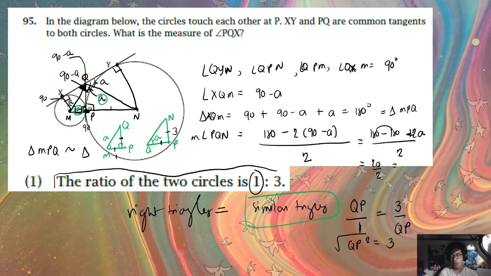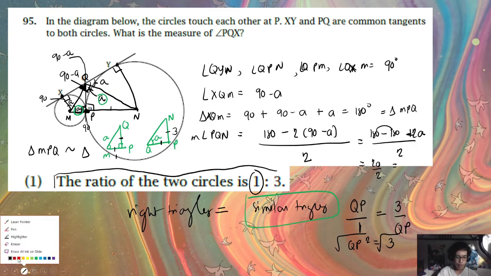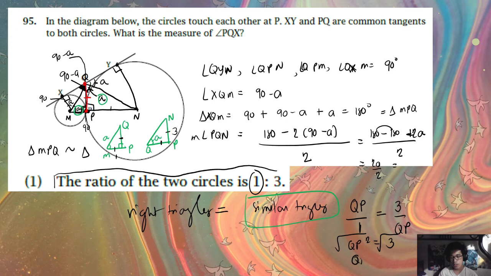If we take the square root of both sides, we're going to find the value of QP of this line segment over here. Let's draw that in red, so that we can see it. Therefore, the value of this side is just the square root of 3. QP is just the square root of 3. Let's draw our triangle again. This is the square root of 3, and this is also the square root of 3.